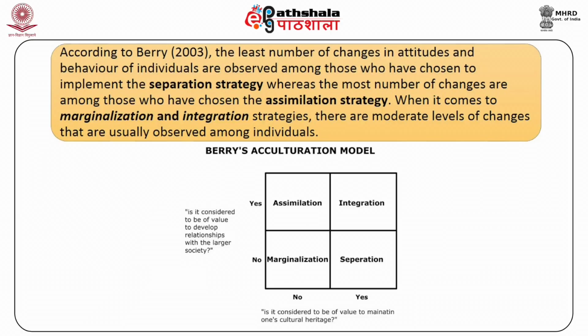According to Berry 2003, the least number of changes in attitudes and behaviors of individuals are observed among those who have chosen to implement the separation strategy, whereas the most number of changes are among those who have chosen the assimilation strategy. When it comes to marginalization and integration strategies, there are moderate levels of changes that are usually observed among individuals.